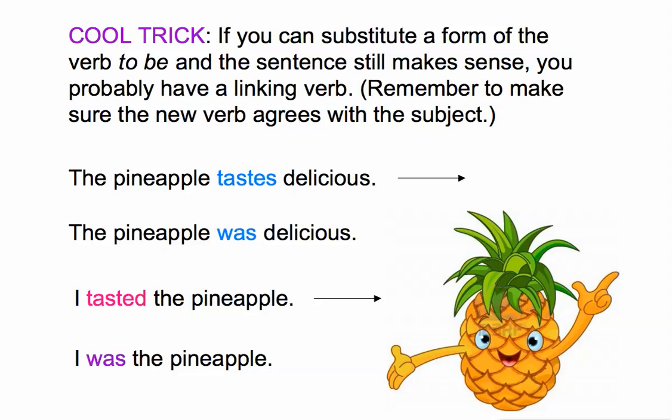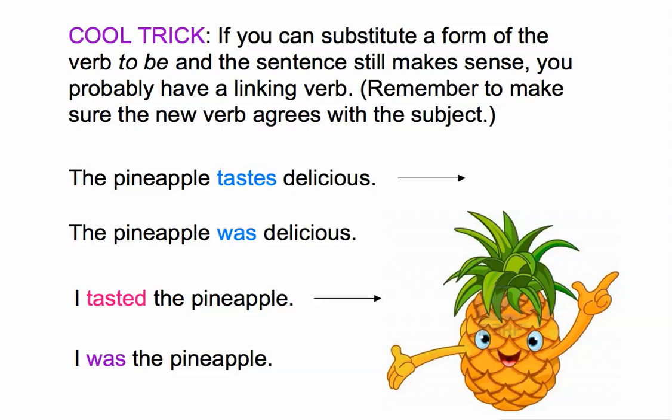So here's an example. In the sentence, the pineapple tastes delicious, I'm not sure whether or not this is action or linking. So I'm going to take a form of the verb to be, which is am, are, was, and were, and I'm going to rewrite the sentence to say the pineapple was delicious. That makes sense. It's the same as the original meaning. Therefore, I've double-checked that I have a linking verb.